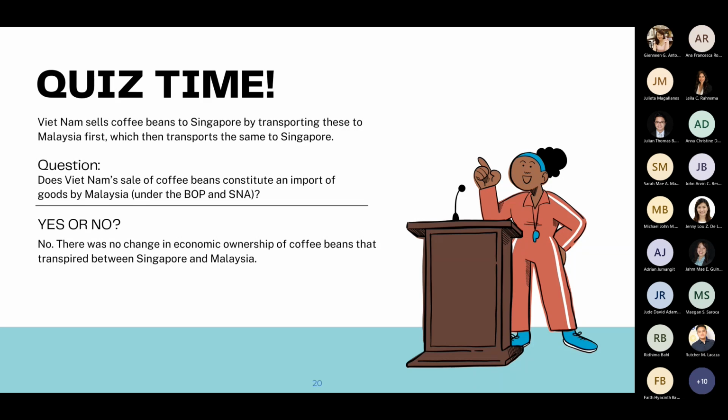So Singapore simply transported the goods via Malaysia, and it's another scenario where Singapore arranges for its own transportation and charges Malaysia, or if Malaysia arranges the transportation of Singapore. So that's another topic we'll be discussing in the next section, which is the valuation adjustments, particularly in transport margins. But definitely here, there was no change in economic ownership between these two bordering economies, simply because Malaysia did not purchase these coffee beans. Okay, so I hope that was clear.